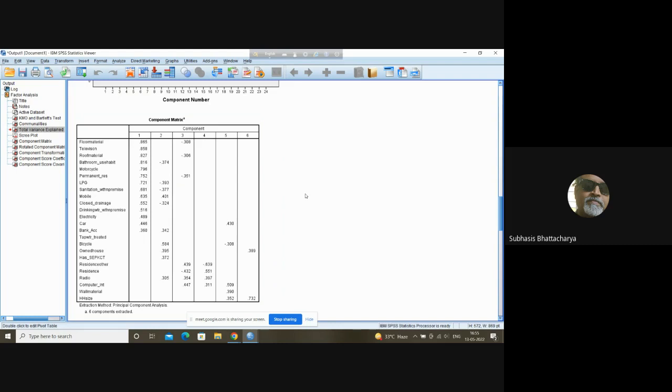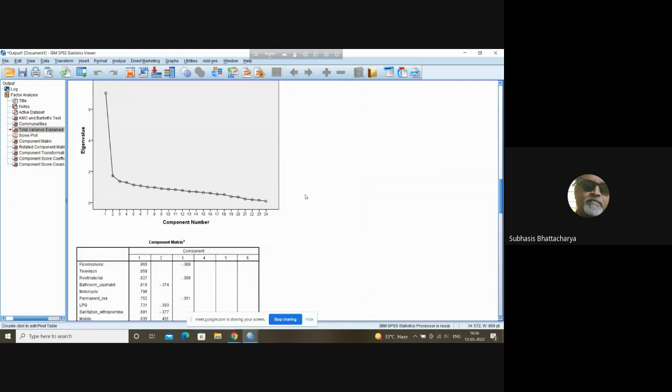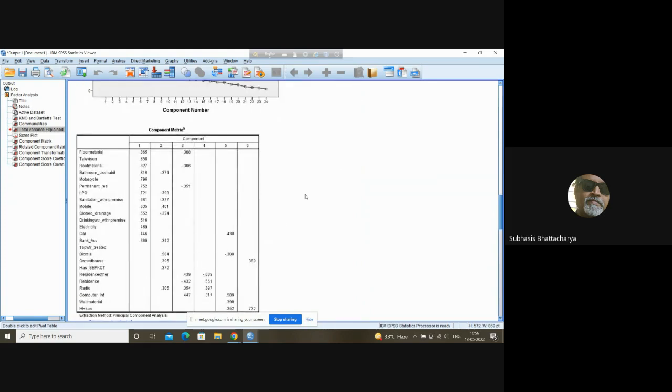So considering the eigenvalues, what we are getting is that the first component, which explains only 29% of the variation of the data set, considers these variables quite significant for your analysis, and it can make an arrangement of such variables. You can choose in terms of their value. Floor material's value is 0.865. It is the important factor.